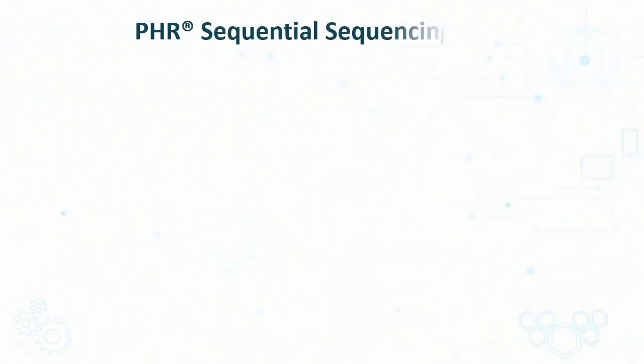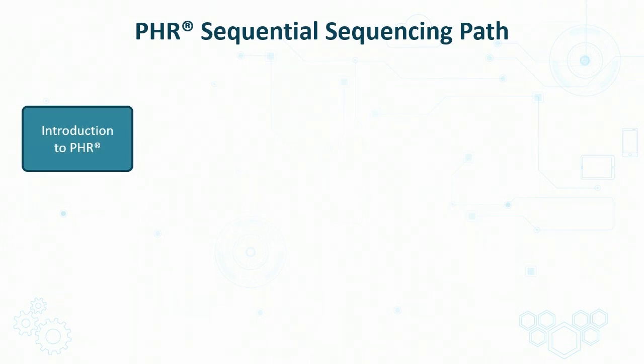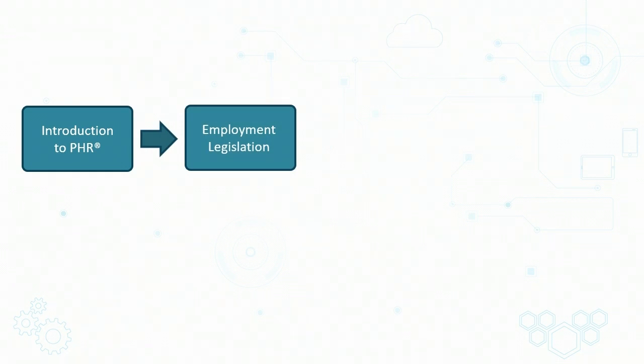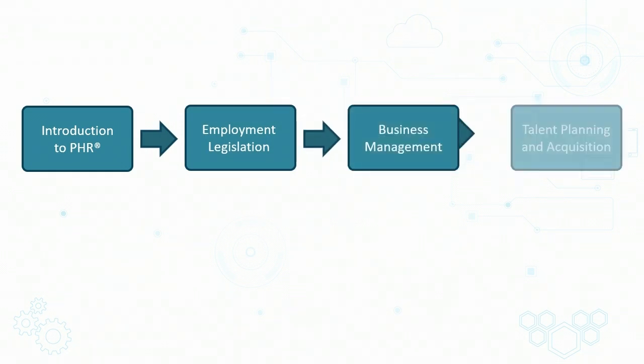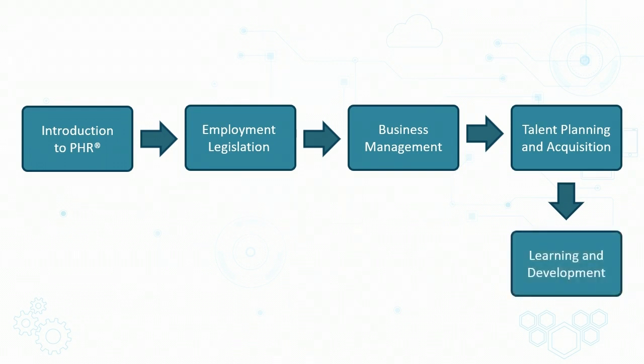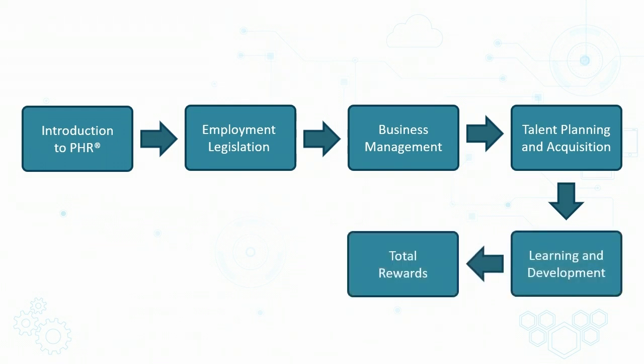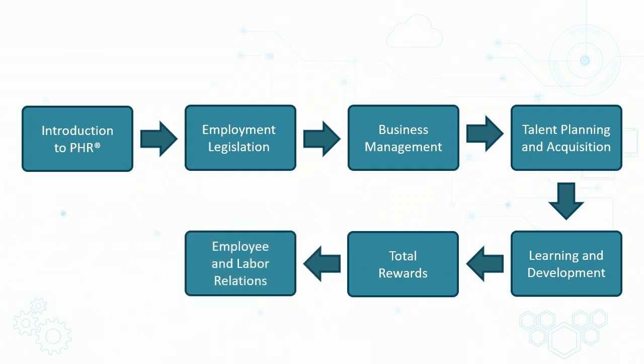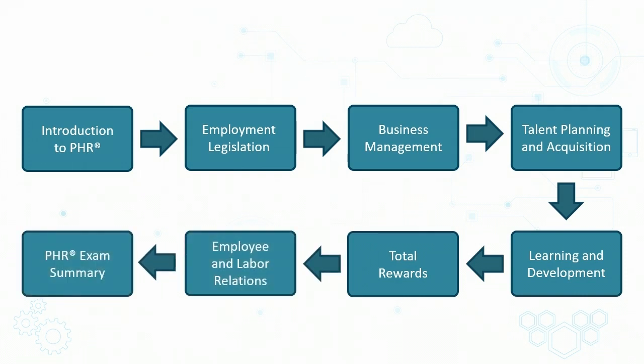This path follows the content in life cycle order. Starting with the top left of the screen and moving to the right, we'll start with the introduction to the PHR. This will then be led by the employment legislation course, followed by business management, and then talent planning and acquisition will complete the top half. We'll continue our journey with the bottom right to left with learning and development, and then total rewards, followed by employee and labor relations, and we'll finish with the PHR exam summary. The study plan we walked through earlier will complement this path over a 12-week period.